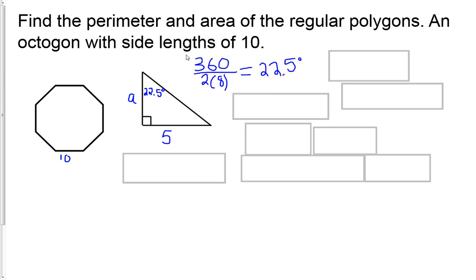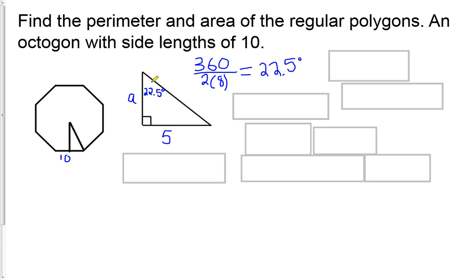Where did that come from? 360 divided by 2 times 8, 2n. That's where that is, to get 22.5 degrees. And I've got 5 this time. Why is it 5? I see 10, right? This is half. Technically, this triangle is a zoomed in version of this little picture right here. So not to scale clearly, but just to give you a general picture so you can solve for sides.